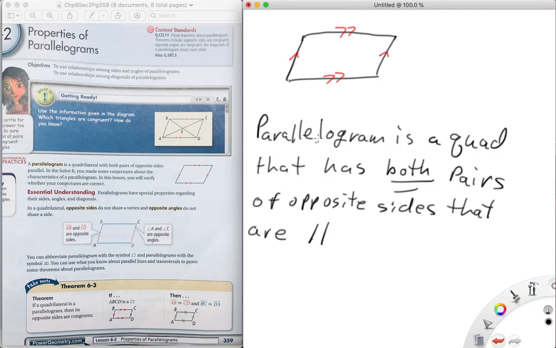For the sake of purposes, I'll probably write parallelogram like this. I've been known to do that from time to time. Or I just might write a little symbol like that just to let you know. It's a quadrilateral that has both pairs of opposite sides that are parallel. So top and bottom, they're opposites. Left and right, they're opposites. They are parallel.